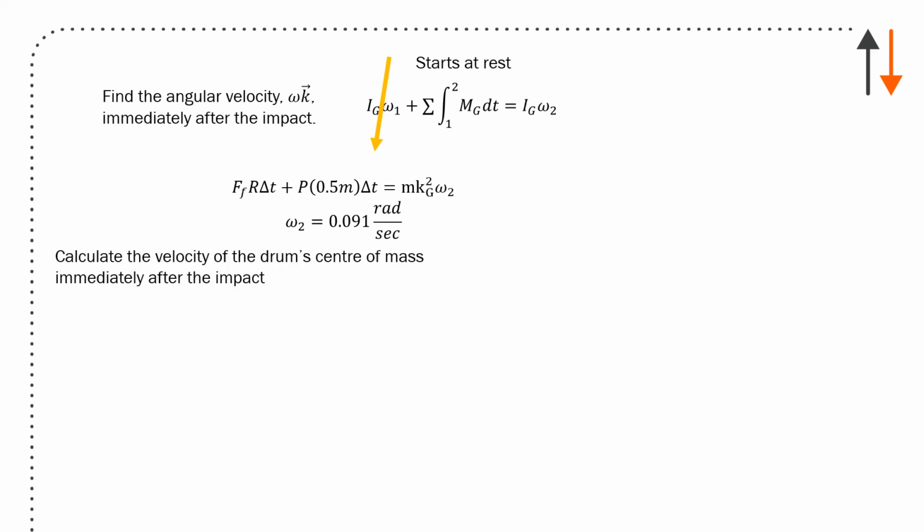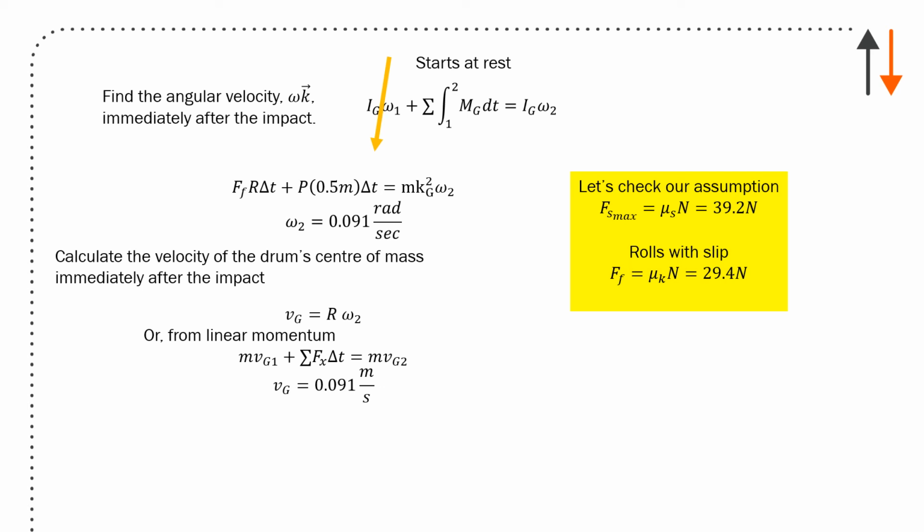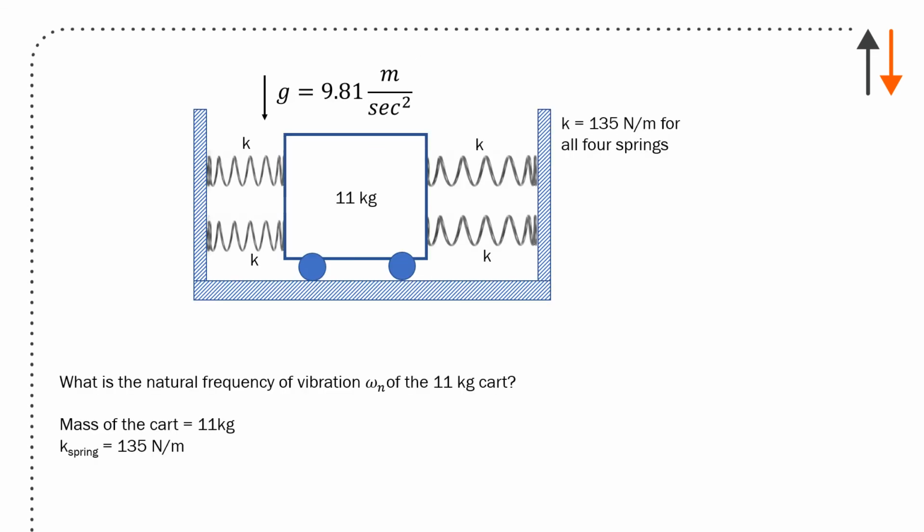Calculate the velocity of the drum's center of mass immediately after the impact. Velocity sub G, because it's not slipping, is r omega 2. Or from linear momentum, both of those would get me the same result of 0.091 meters per second. Check our assumptions. Force S max is 39.2, rolls without slip because force of friction is equal to 29.4 newtons. So it works out very well. And the new angular velocity is 0.083 rad/s.